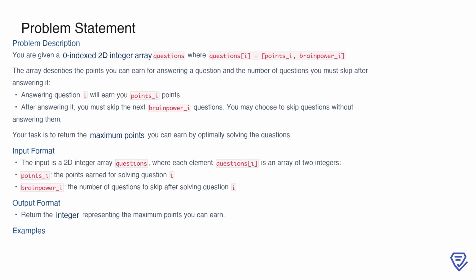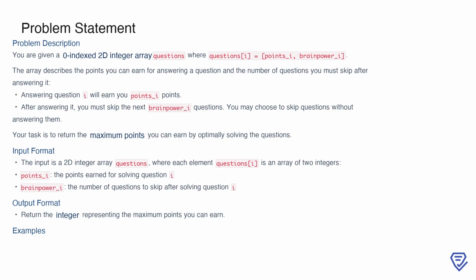In this problem, you are tasked with maximizing the points you can earn by solving questions from a given list. The questions are represented as a zero-indexed 2D integer array called questions, where each element contains two values: the points you earn for solving that question, and the number of subsequent questions you must skip if you choose to solve it. For instance, if a question has points_i equal to 3 and brainpower_i equal to 2, solving that question would earn you 3 points, but you'd need to skip the next two questions.